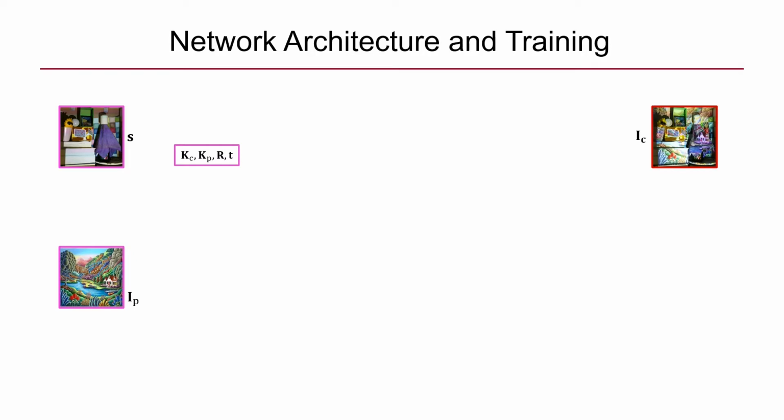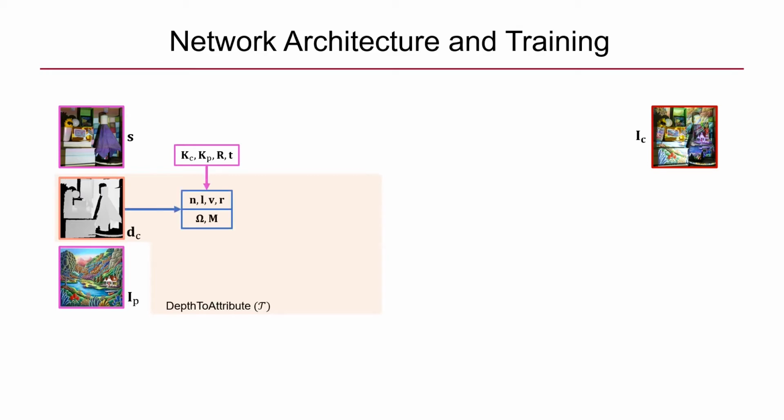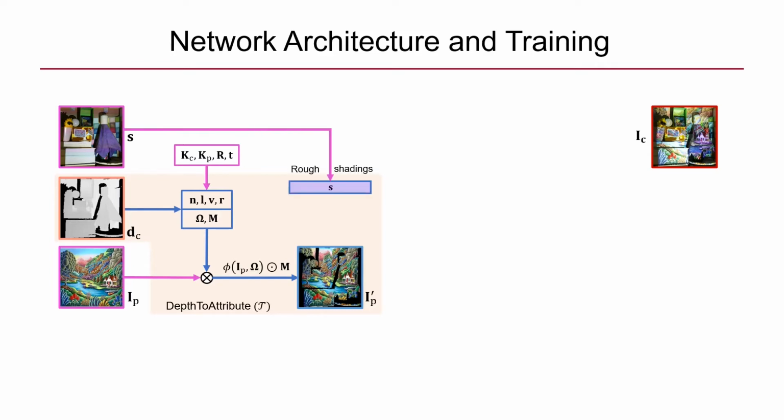Firstly, in depth to attribute module, we have a learnable depth map, DC, with which we can estimate intermediate shading attributes, such as normal map N, light ray direction L, view direction V, reflection direction R, warping grid omega, and projector direct light mask M. Then, we warp the projector input image IP to the camera view using warping grid omega, and mask it with projector direct light mask. Afterwards, we compute rough direct light shadings, such as rough ambient S, rough diffuse and specular using the intermediate shading attributes. The next module is shading net for photorealistic rendering.